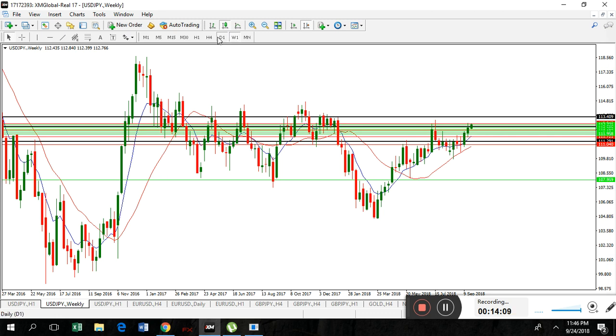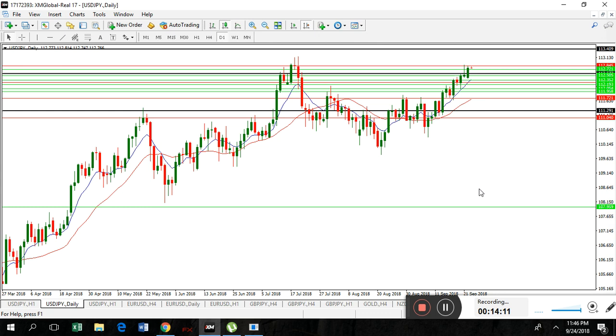From the weekly, we move on to our daily. If you look at the daily, red is still below blue, meaning that the 21 SMA is still below the 8 EMA. So we're still in what? In an uptrend. So we're still looking to buy.